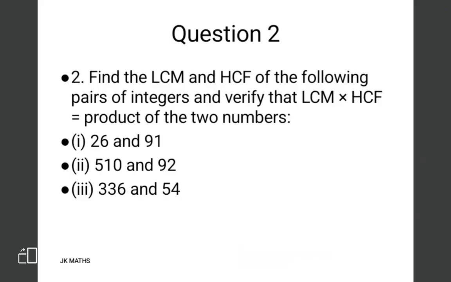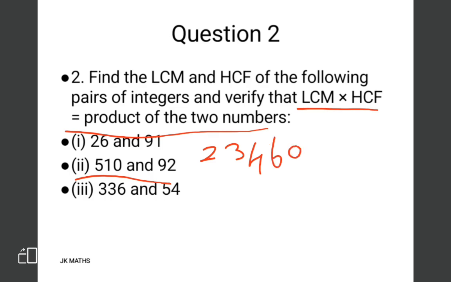See, now let's check this. In the question they have given that we should prove that the product of LCM and HCF is equal to the product of two numbers. For the second one we have done that. So what is LCM? LCM is 23460, and HCF is 2. So this is the LHS.